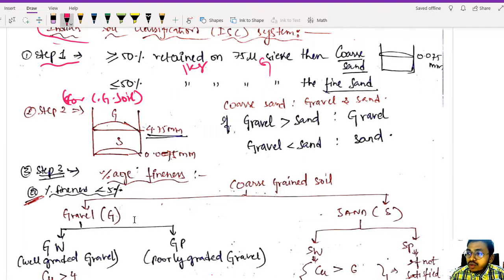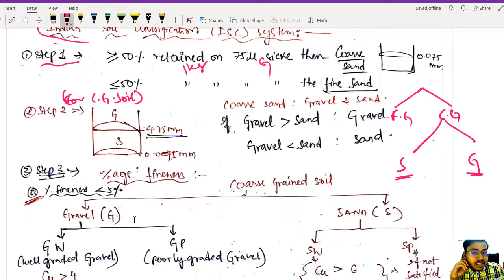First of all, we have seen two types of classification. What did we do in Step 1? We classified as fine grain or coarse grain. In coarse grain we have now classified as sand and gravel. Whatever is more, we will give that name. If sand is more, we will call it sand. If gravel is more, we will call it gravel. That's it. But that's not all, we will add a suffix. Suffix and prefix we will keep adding.